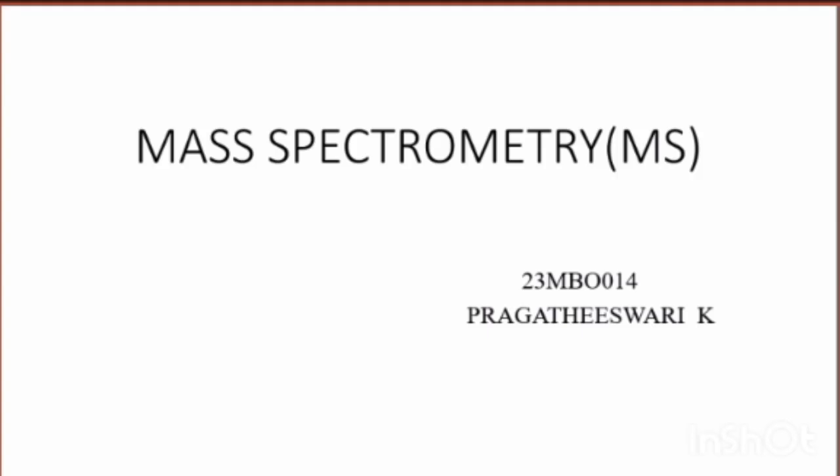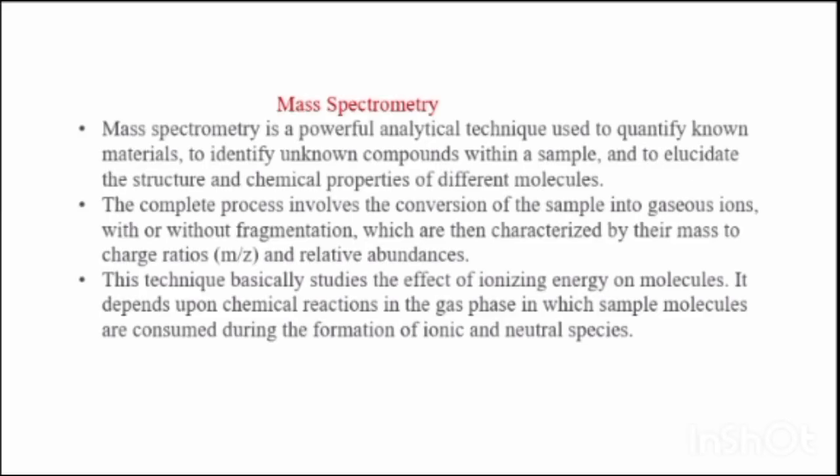Today let's see about mass spectrometry. Mass spectrometry is a powerful analytical technique used to quantify the known materials as well as to identify the unknown materials within a sample. It is used to elucidate the structure and chemical properties of different molecules. It is a complete process which involves the conversion of sample into gaseous ions, with or without fragmentation, which are then characterized by their mass to charge ratio.